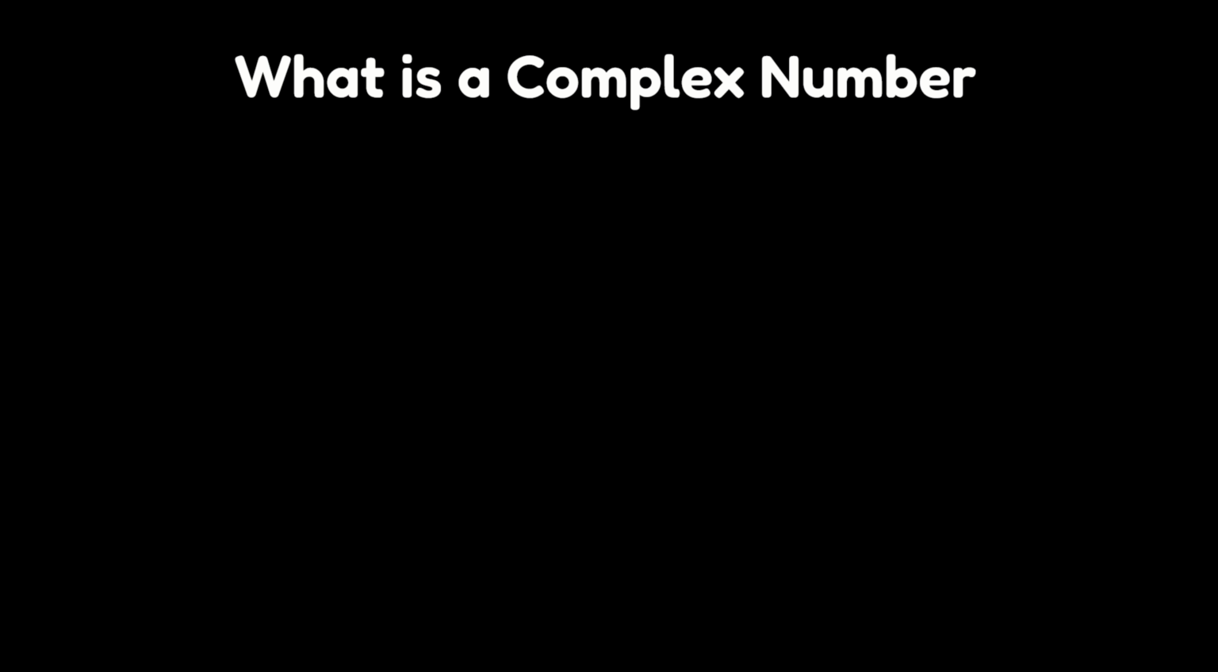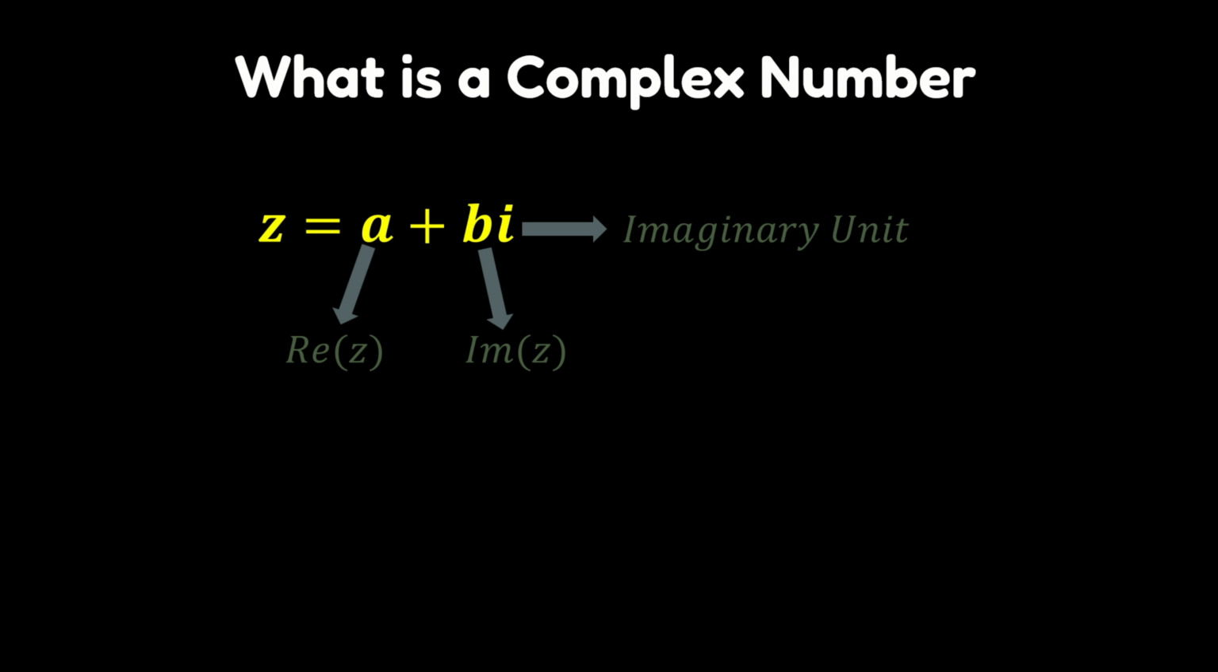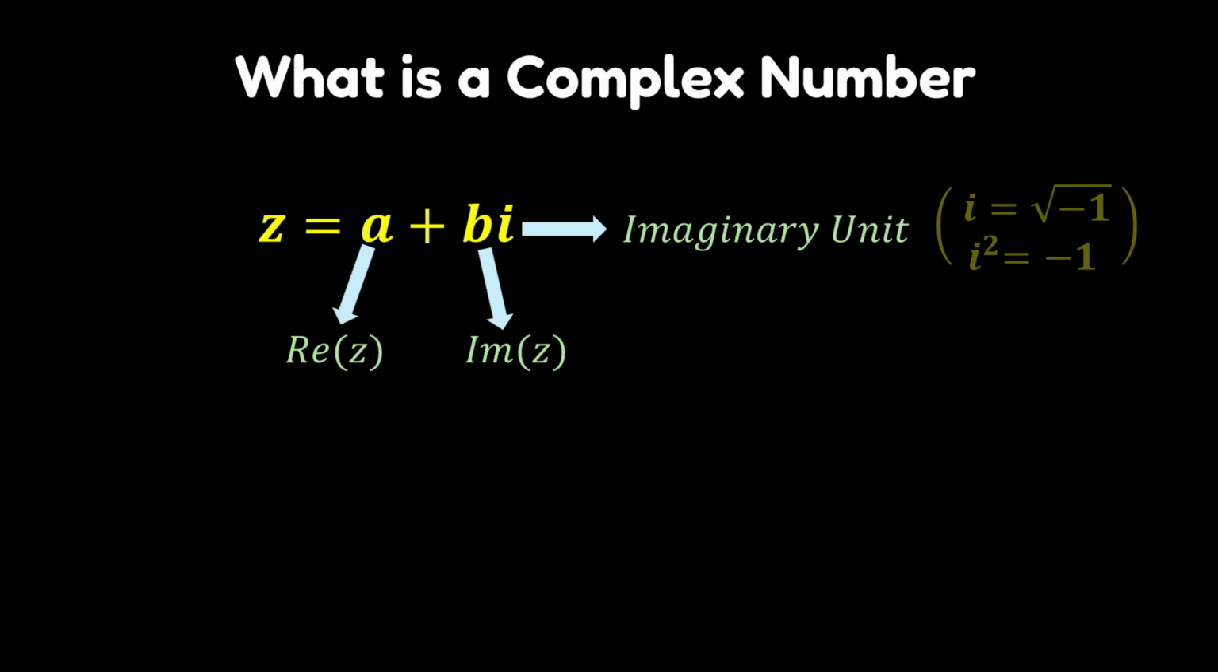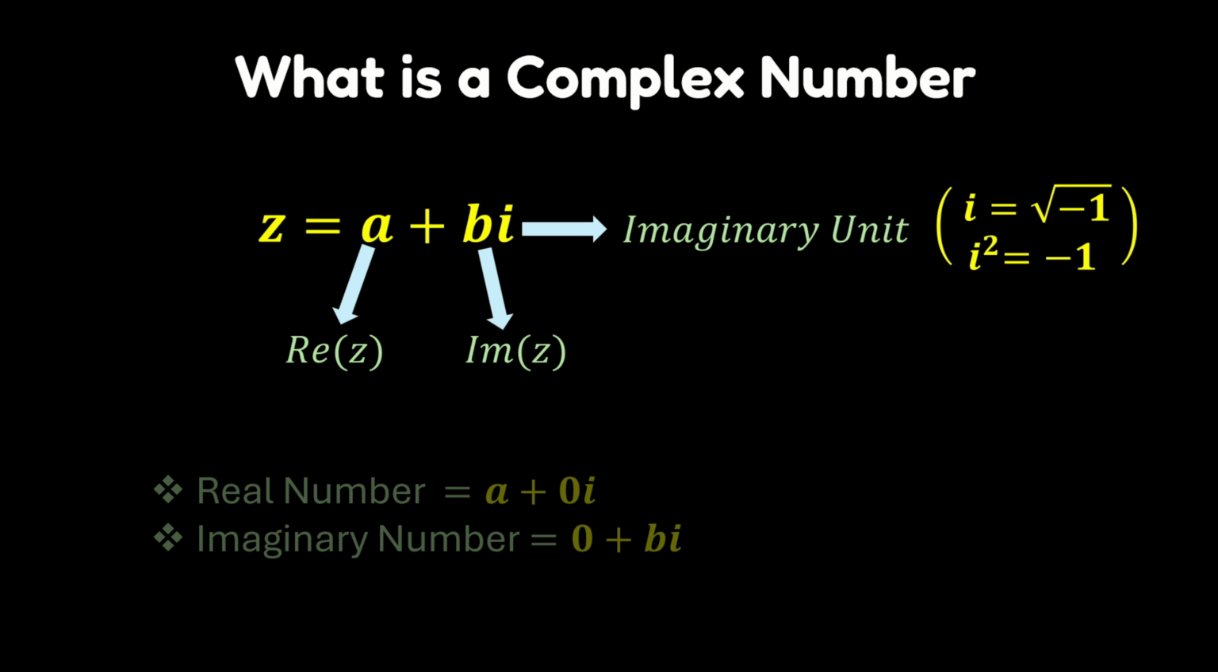A complex number is simply a number that has two parts. A is the real part, written as real part of Z, and B is the imaginary part, written as imaginary part of Z. And i is the imaginary unit defined as i equals root over -1, or you can say i square equals -1. Both a and b are real numbers. Any real number can be written as a plus 0i, and any purely imaginary number can be written as 0 plus bi.